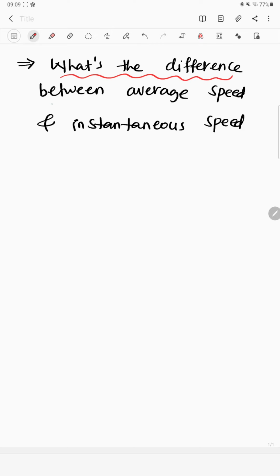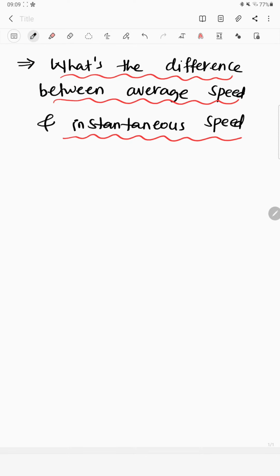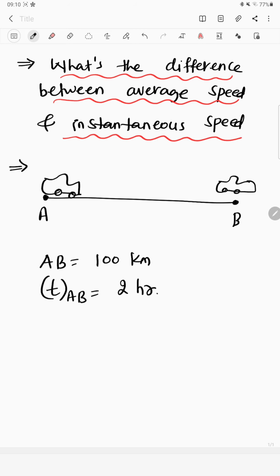This is quite simple, but it brings a lot of disturbance into the concept whenever you are trying to learn it, right? Let us try to understand this. For example, here is point A, and there is a car, and the car moved from this point A to point B. Let us take this distance to be 100 kilometers, and the time taken from point A to point B to be 2 hours, right?